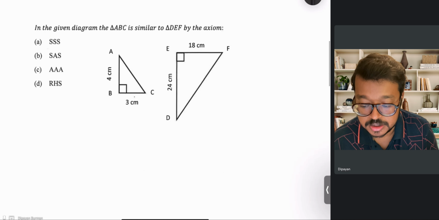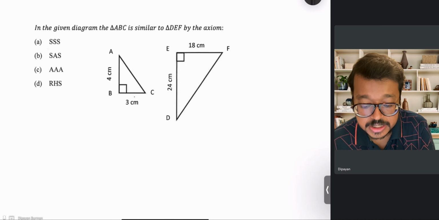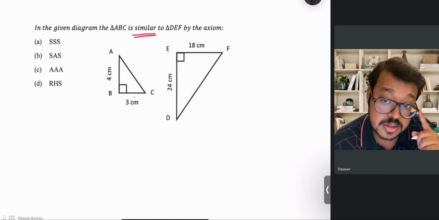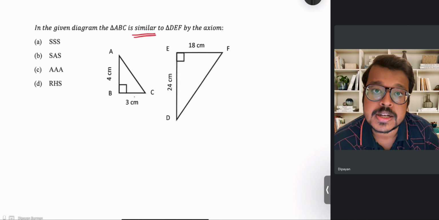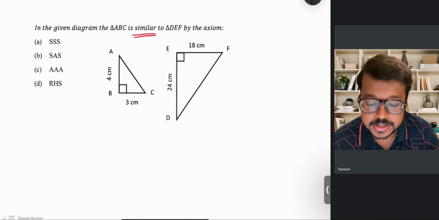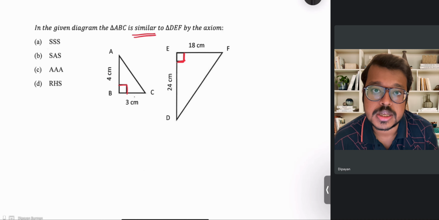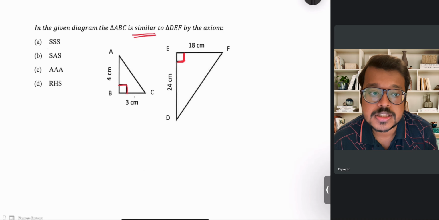Moving ahead, in the given diagram, the triangle ABC is similar to triangle DEF by which of the following axiom? So now here they have given in words, they have not written the similar symbol. So that means here the naming convention is not given to us. So we need to figure out which are the corresponding sides or angles. I can already see that there are these 90-degree angles given. Okay, so we have our corresponding angles which are equal. But about the sides, they have given some measurement of the sides.